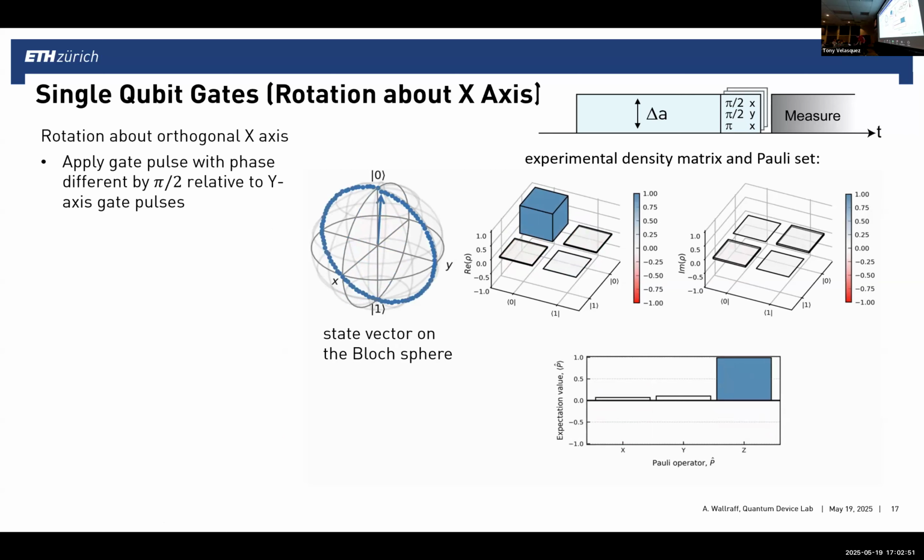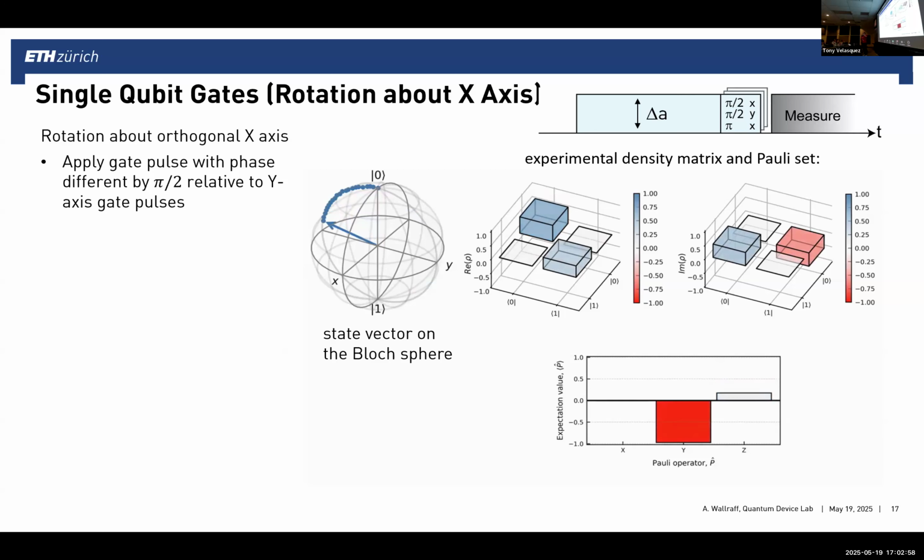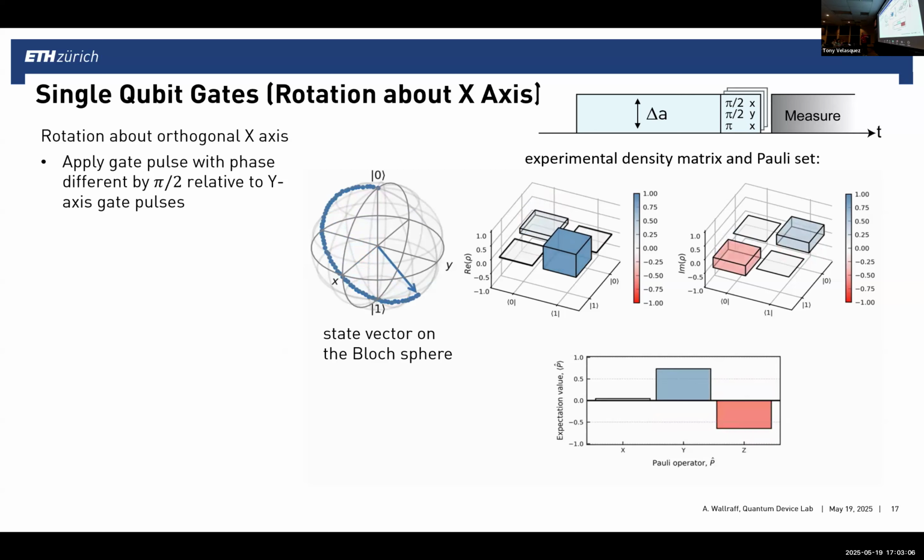And you can do the same thing. Say if you want to rotate your qubit state vector about an orthogonal axis, the only thing you do is shift the phase of the microwave pulse that you apply to your qubit by 90 degrees. And that phase shift now rotates the qubit state vector not about the y-axis, but about the x-axis. And the tomography techniques allow you to reconstruct the qubit state vector with all of its components.